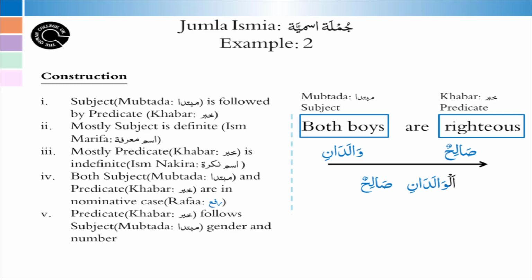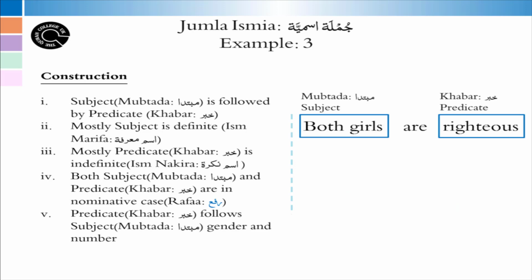To apply the fifth rule, we can change the gender and number. Al-waladani is masculine and in dual form. Salihun is to follow. Salihun is already masculine, therefore we need to change its number to dual. The dual case of salihun is salihani. The final sentence would then become al-waladani salihani.